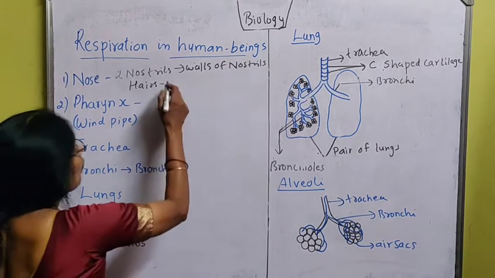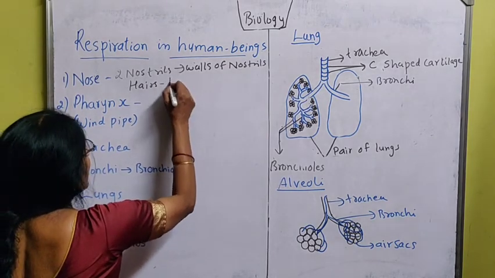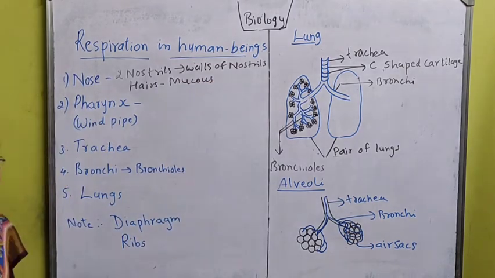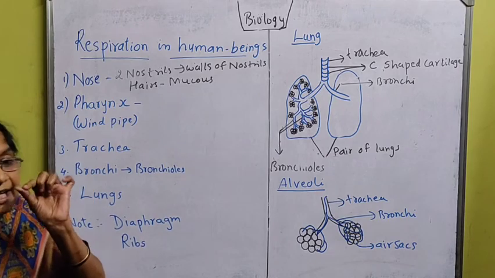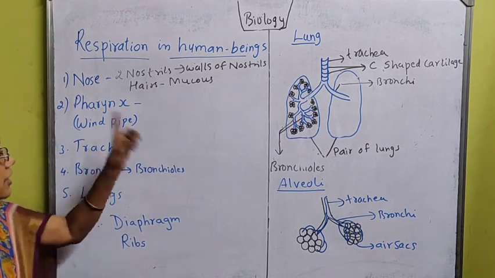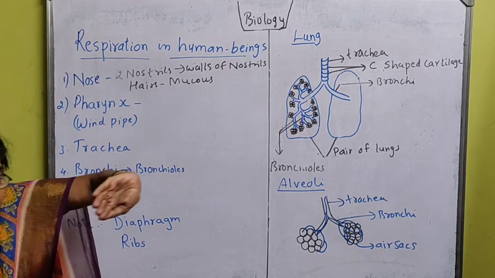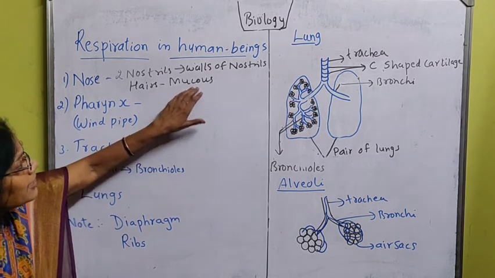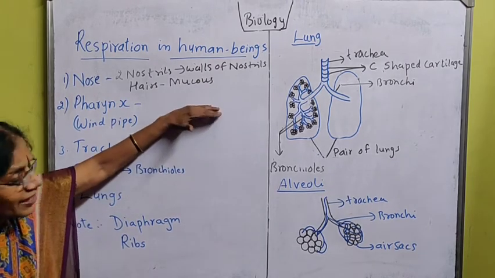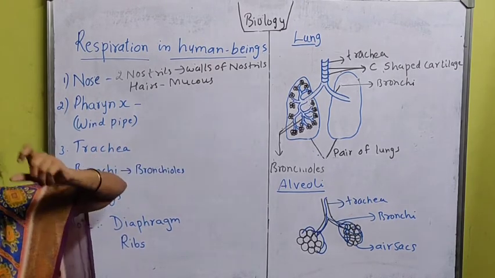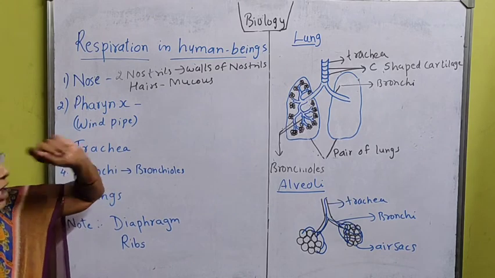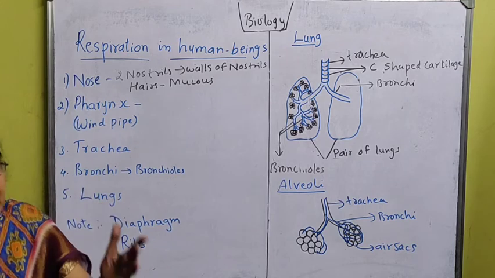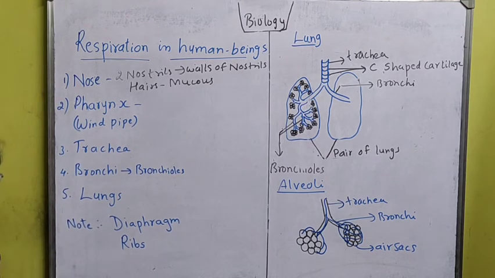And the walls of the nostrils have mucus. A mucous membrane is there, a sticky liquid. Why? Because the hair will not allow the dust to move, and the dust particles and bacteria will stick to the mucous membrane on the walls of the nostril. So it filters the atmospheric air.